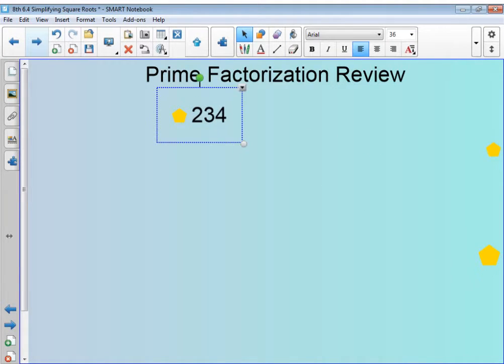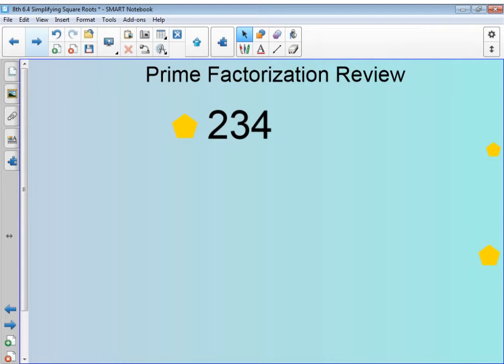Okay, so 234. It ends in an even number, so that means 2 will go into it. So we're going to practice this concept. If I punch in 234 divided by 2, because I'm going to use 2 to start out with. 2 is prime, so I'm going to circle it. And when I divide that by 2, it gives me 117.